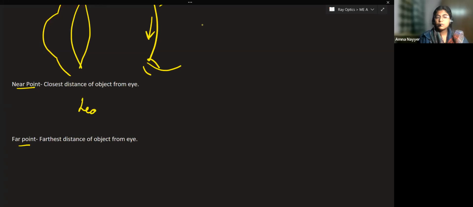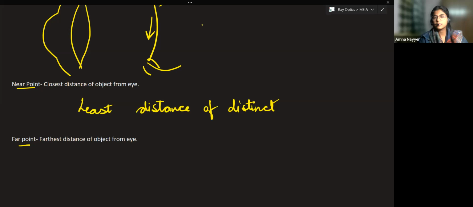So this is also known as the least distance of distinct vision. And this is 25 centimeter. I'll be using a capital D to denote it. So please remember this value, 25 centimeters. It won't be mentioned anywhere. In some questions it can be mentioned, but this value you have to remember. 25 centimeter is the least distance of distinct vision, meaning at this particular distance only you are able to see any object clearly.